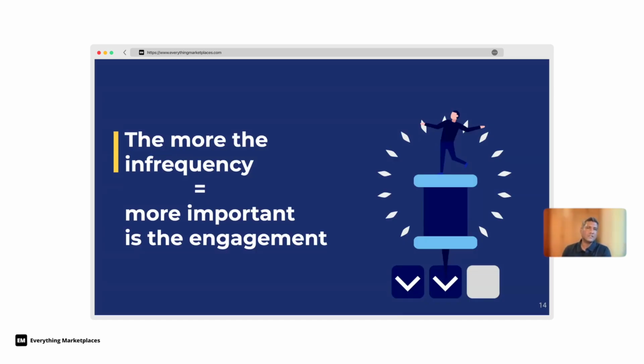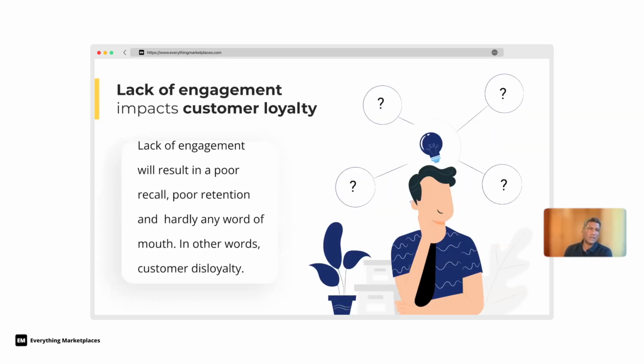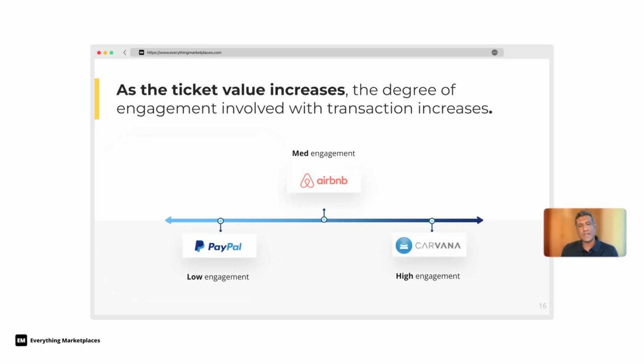The third is sometimes the more the infrequency or the more the value, the more important is the engagement of the product. So when you don't have engagement, it impacts customer loyalty. And so this is kind of important. I'm going to distinguish a bunch of different types of engagement you will have within an infrequent product. So example, if you're looking at Carvana, higher the value, the more the infrequency and more the engagement, the amount of deliberation that you will do in the decision making while buying a car is going to be very different from you sending money to your peer on a PayPal. So they're on two different spectrums.